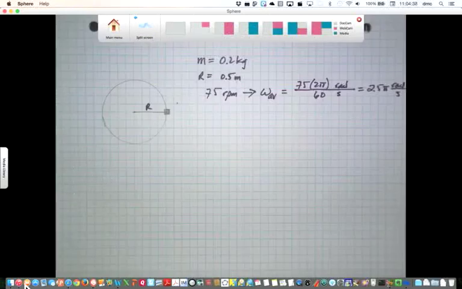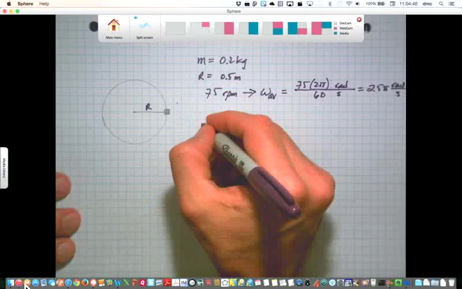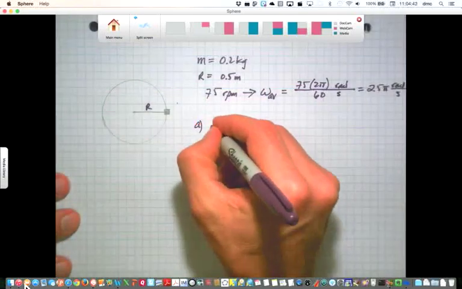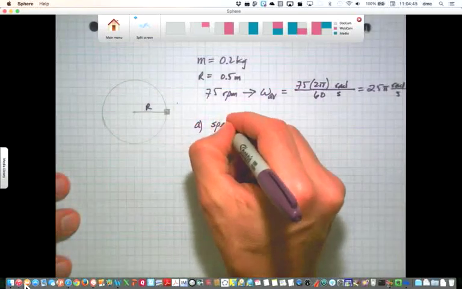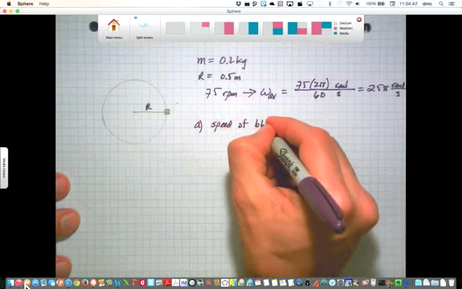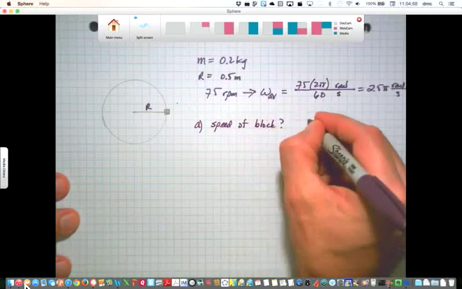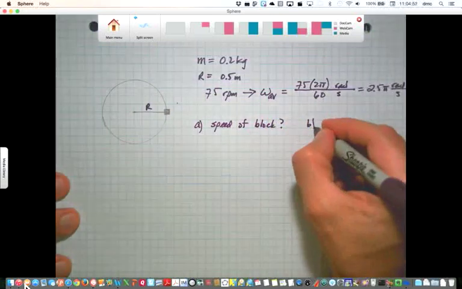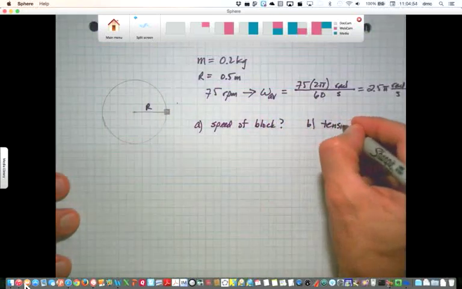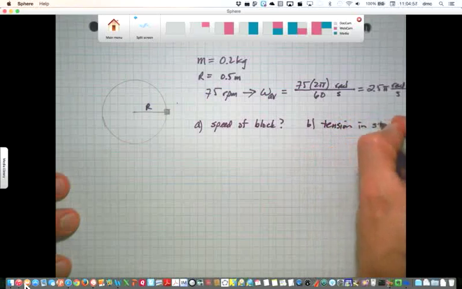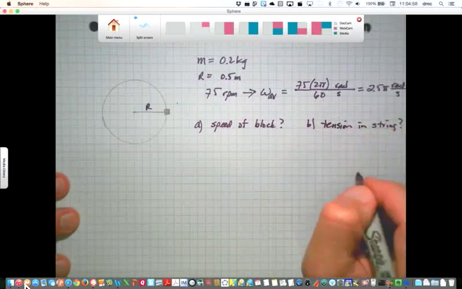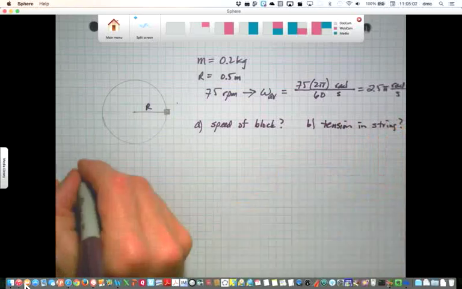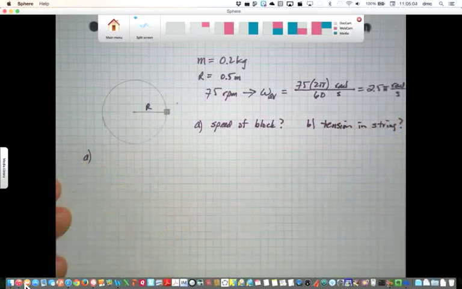So let's do the first one. Well, let's actually write down what we're looking for. So A, what is the speed of the block? And B, what is the tension in the string? All right. So to do A, well, speed in the block is going to come from the centripetal acceleration.